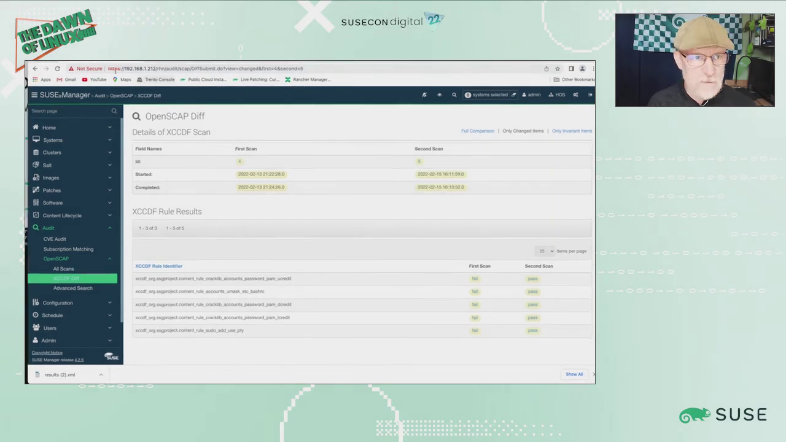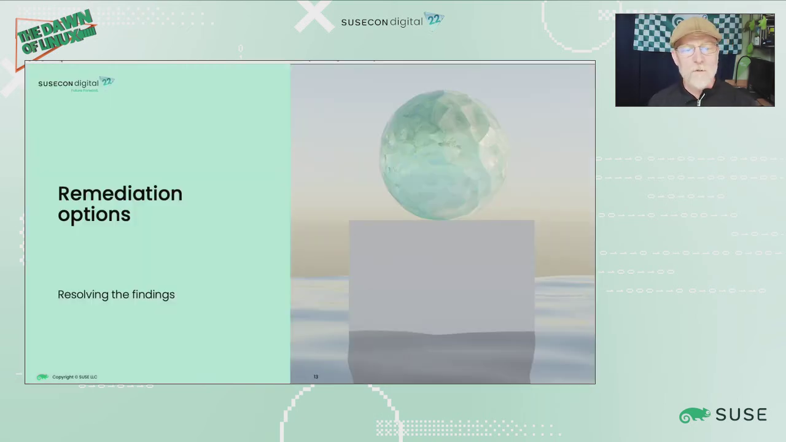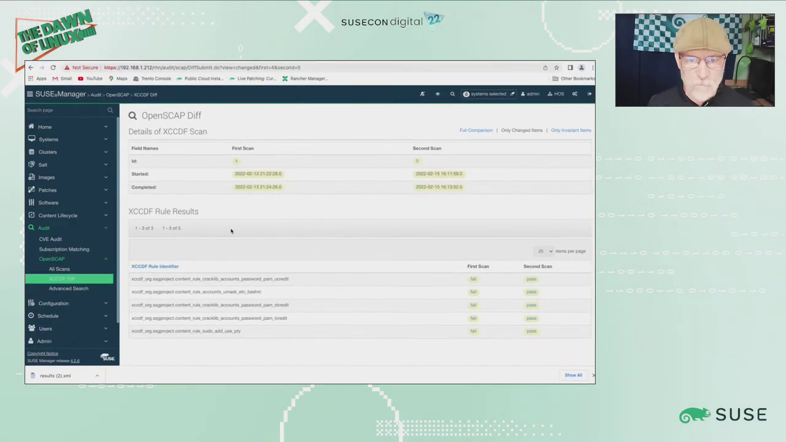Okay, so let's jump back into our presentation here and see where we go next. So once we've looked at what has failed and what has passed, how do we go about remediating those? Like I showed you a couple of things, some of them provide Ansible or shell snippets to work with. We're going to look at also another way of doing it, using customized Salt states and Salt configuration channels. So let's look at that now and see what we've done to make that work.